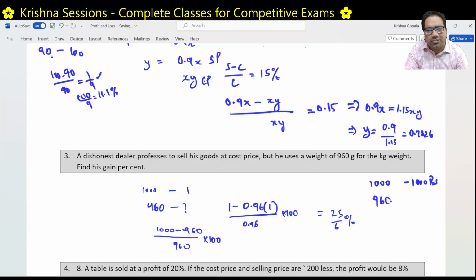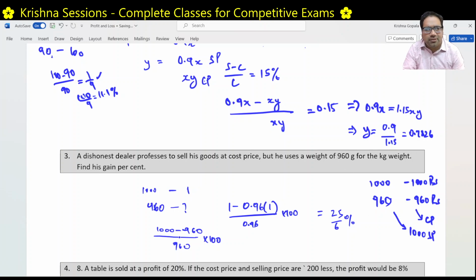960 grams cost will be 960 rupees, right? For him. Let us assume. But he is selling 960 grams for 1,000 rupees, right? So this 960 rupees will become cost price. What is his selling price? He is portraying it as 1,000. That means selling price becomes 1,000.